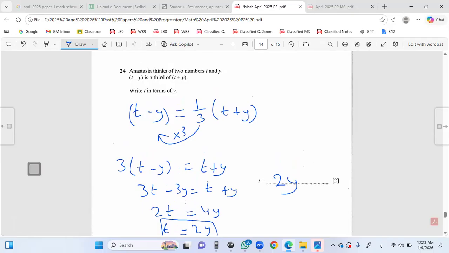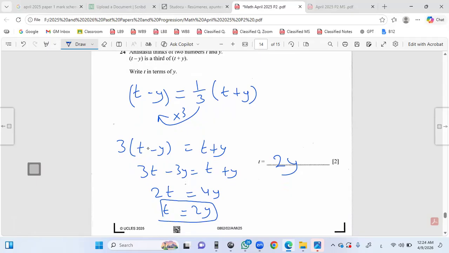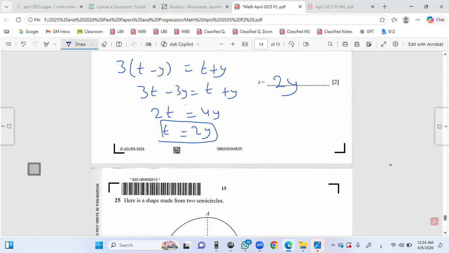All I had to do is write the equation correctly in the beginning. t minus y is equal to 1/3 of t plus y. Solve the equation normally. That 1/3 is going to be sent to the other side times 3. Or if you wanted, divide by 1 over 3, keep change flip, multiply by 3 over 1. So just send it over there, multiply by 3. 3t minus 3y equals t plus y. Collect like terms, and you're going to reach t equals 2y.